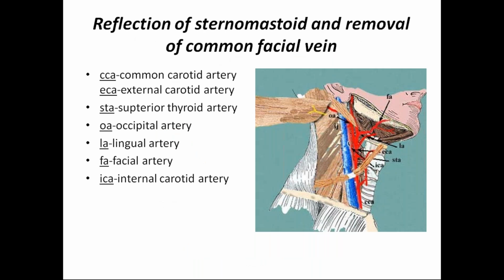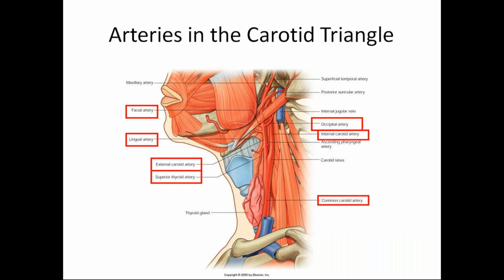So after reflection of the sternocleidomastoid and removal of the common facial nerve, what will come across? We will come across the common carotid and external carotid along with its superior thyroid artery, occipital artery, lingual artery, facial artery, and internal carotid artery. So all these are the arteries in the carotid triangle: facial, lingual, occipital, internal, along with the external carotid, the superior thyroid artery and common carotid.